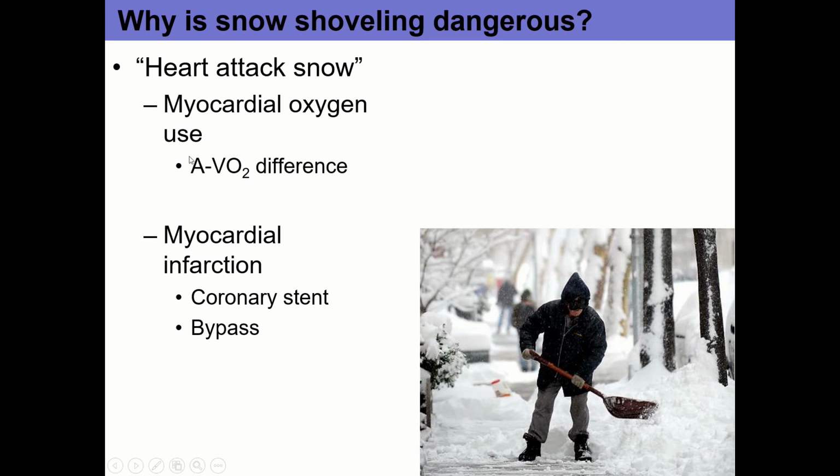The A refers to the arterial side, so the oxygenated blood. The V refers to the venous side, so the deoxygenated blood. And then O2 is obviously oxygen, and then the difference between the two. So AVO2 difference stands for arteriovenous oxygen difference. And so what does that mean? That deals with how much oxygen is extracted from the blood by a particular tissue.